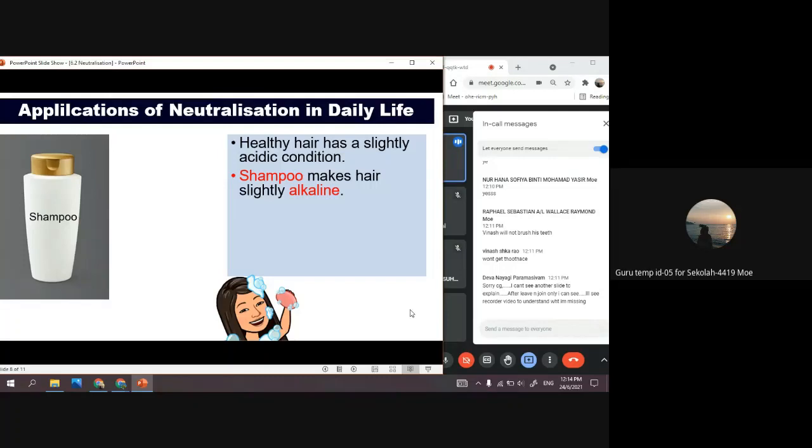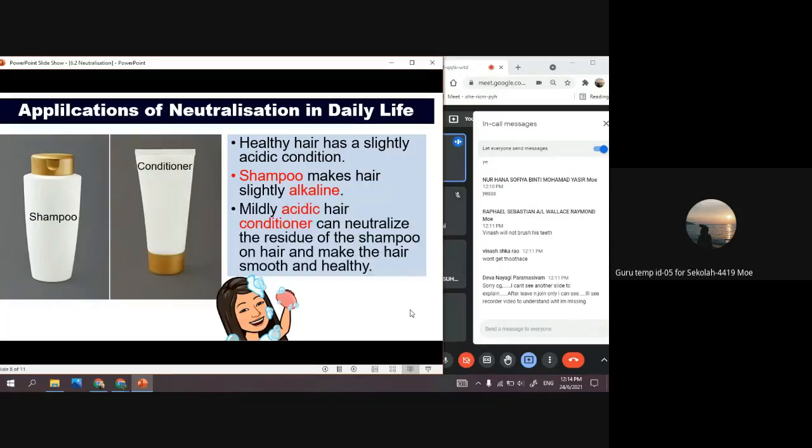Right, so what we do after we shampoo our hair, we use acidic hair conditioner. Sama juga macam ni, bukan saja-saja digalakkan untuk guna hair conditioner lepas mandi, lepas shampoo rambut. Sebab ada sains di sebalik dia. Sebab hair conditioner dia acidic, so dia boleh neutralize balik sisa-sisa shampoo dekat rambut kita tadi tu and make the hair smooth and healthy.